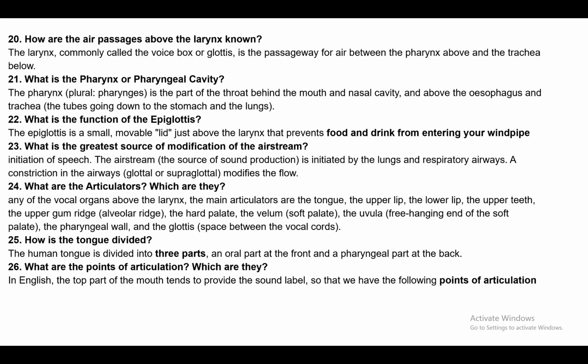25. How is the tongue divided? The human tongue is divided into three parts: an oral part at the front, and the pharyngeal part at the back. Last one, 26. What are the points of articulation and which are they? In English, the top part of the mouth tends to provide the sound label, so we have the following points of articulation, and there are so many of them.